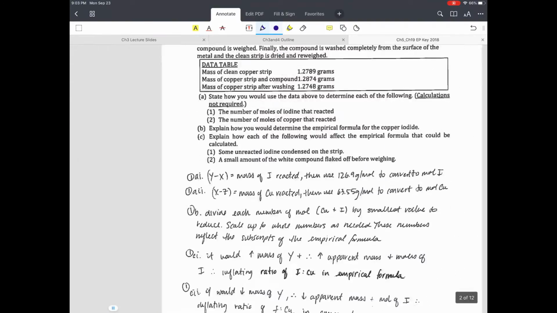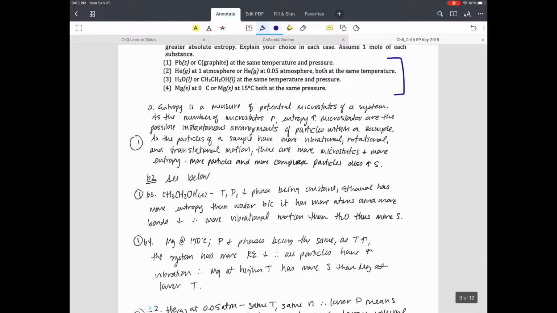All right, other ones to talk about. Number 3. I can't emphasize enough, I've mentioned it before, and I'm going to say it again, that if we are given things to compare, we must address all of those things. So it's not enough to just say this one. We have to talk about He at 1 atmosphere versus He at 0.05 atmospheres, same temperature. What's the significance of that?